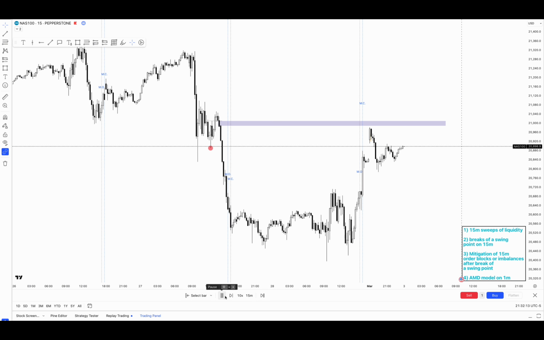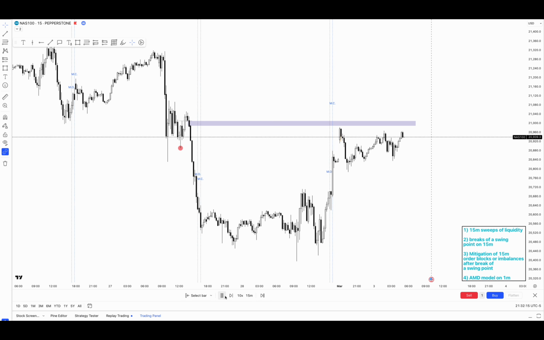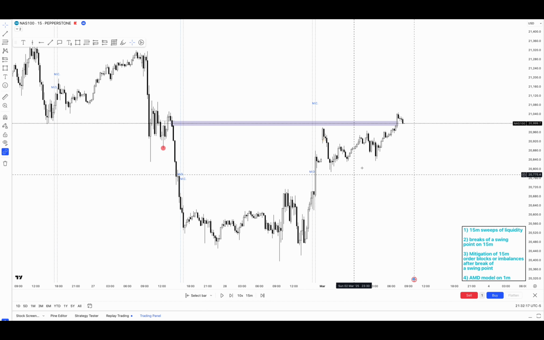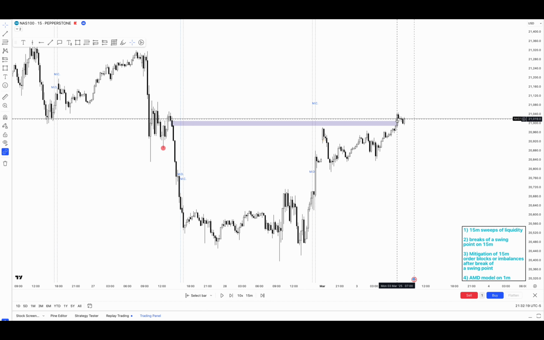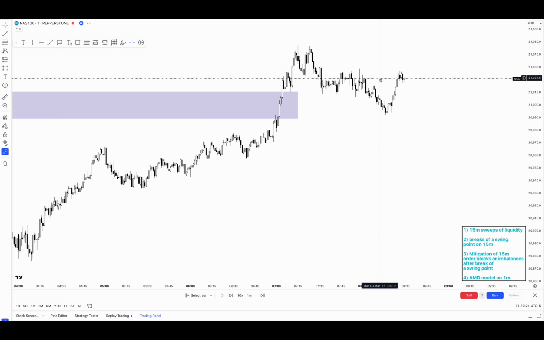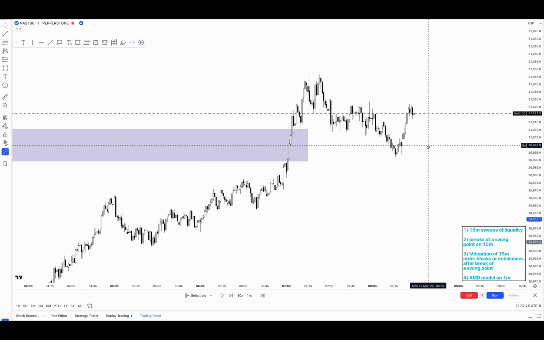I do like trading the Asian session, so yeah, another confluence there, another thing to look for: Asian session trading. So you see on Monday that it mitigated this at 7 o'clock, so I guess you need some pre-New York session trade in there.